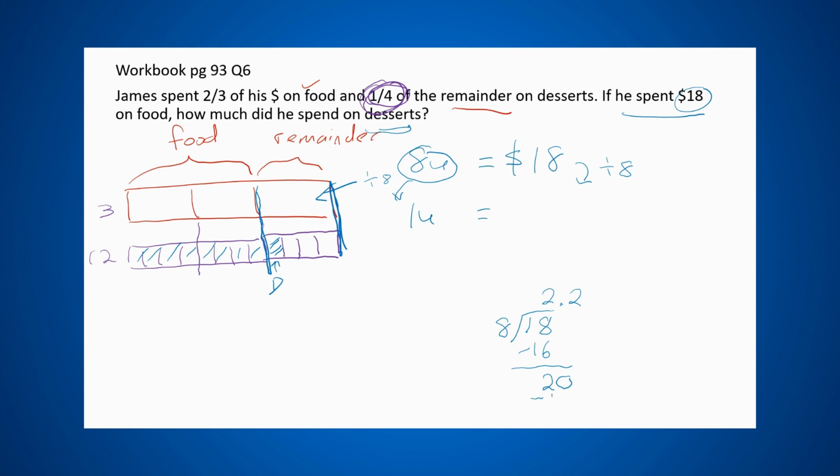Minus by 16. What's remainder? 4. I'll continue to put a 0 here. 8 times what? Close to 40. Yes, correct. 8 times 5 is close to 40. So remainder becomes a 0. Therefore, the answer here is 2.25.